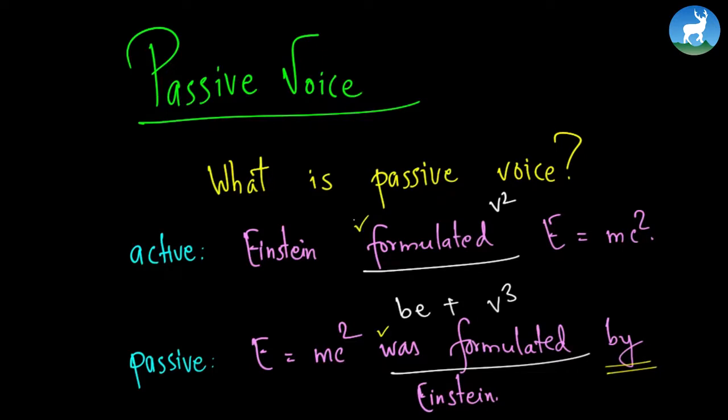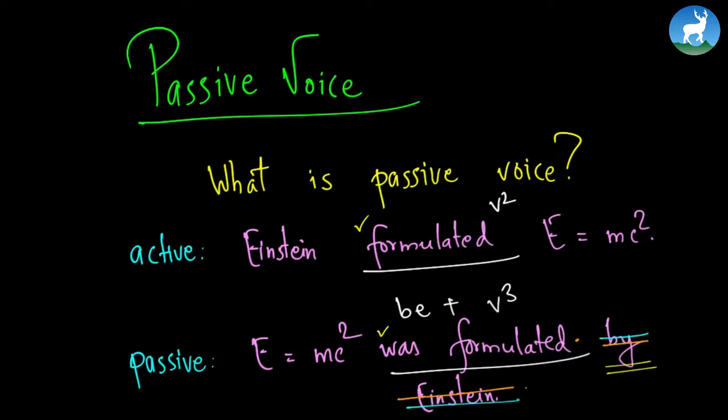In a passive sentence, we often omit the actor completely. For example, we can say something like E equals mc square was formulated. We don't necessarily have to say by Einstein, because it's a known fact. Everybody knows that Einstein formulated E equals mc square. So we can simply say E equals mc square was formulated, and the sentence would still be correct.